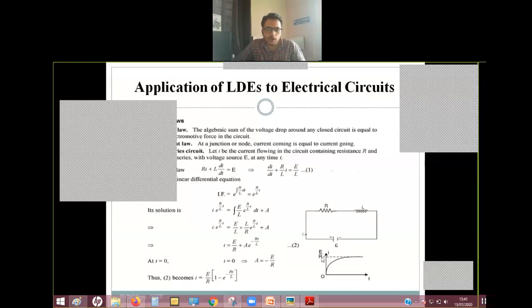Because I is equal to V by R, correct? By Ohm's law, I is equal to what? V by R. Here V is E. That's why E by R. But why is the inductor term not there?